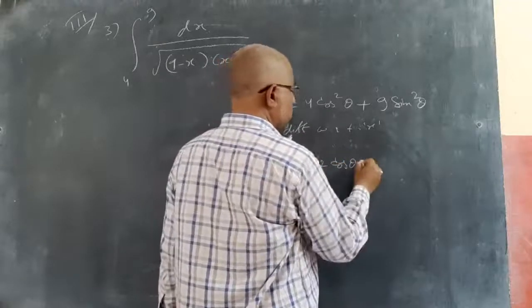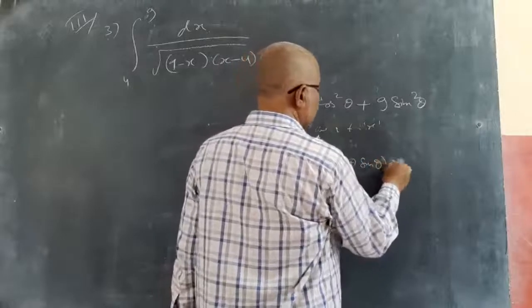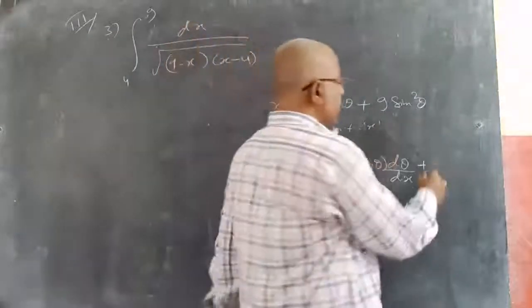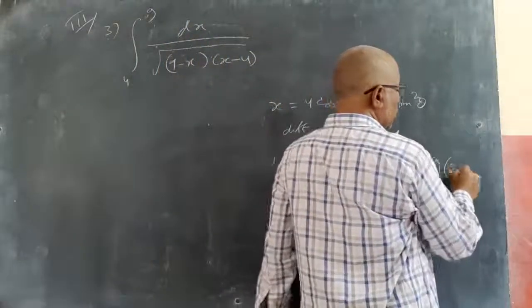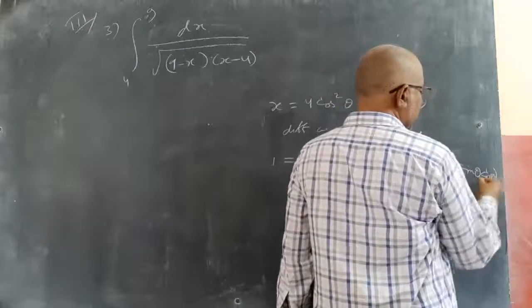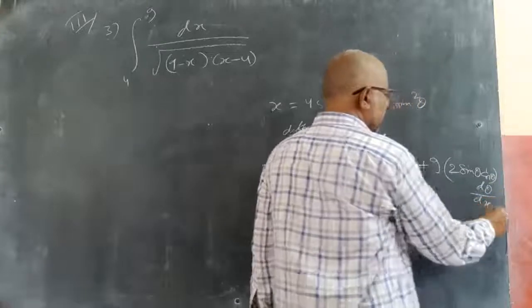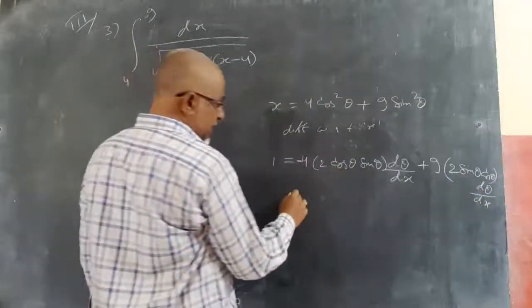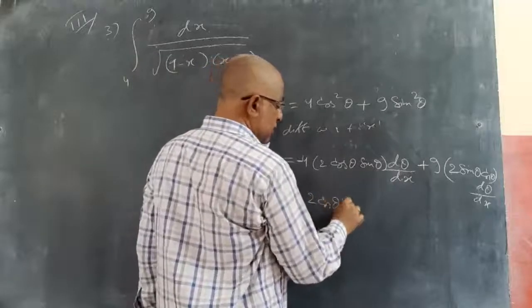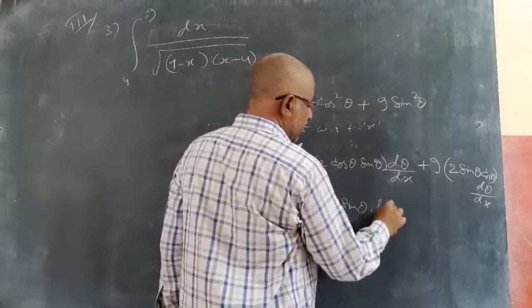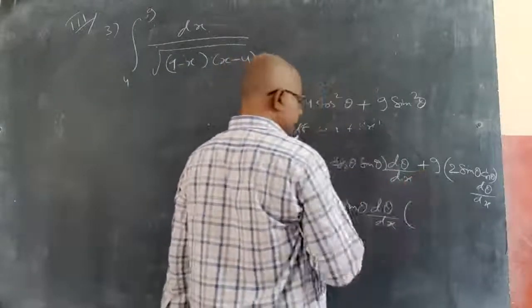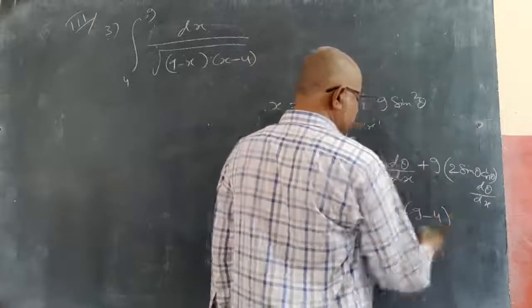So minus I am writing outside. Minus sin theta into d theta by dx, plus for this 9 into sin square theta, derivative by the x power n formula: 2 into sin theta into derivative of sin theta, which is cos theta, into inner derivative d theta by dx. Now I can take 2 sin theta cos theta d theta by dx common. So if I take this common, left out is 9 minus 4.